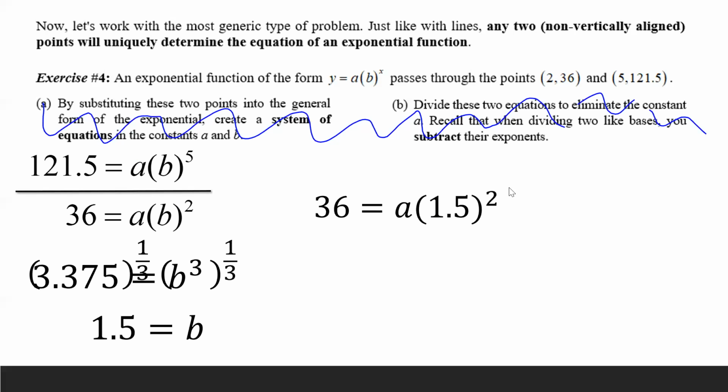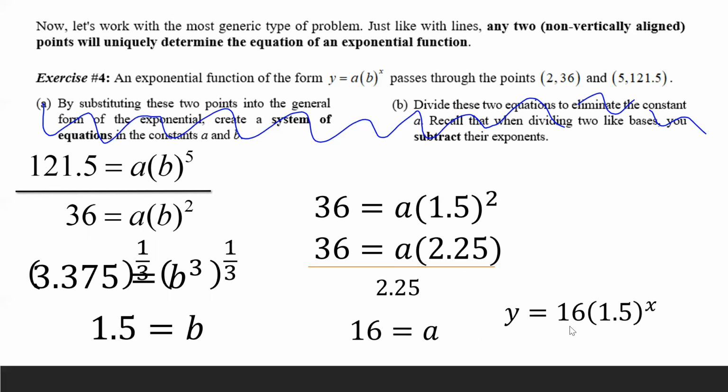I plugged in 1.5. 1.5 squared is 2.25. Dividing both sides by 2.25, I end up getting that a is 16. And then I get y equals 16 times 1.5 raised to the x. And there's my equation. Okay. And on your notes, I have the steps written. So pause the video if you need to.